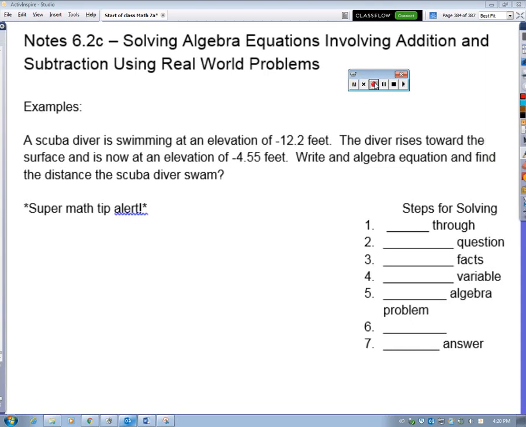Alright, my little math friends, now we are back and we are moving on into Chapter 6. Now we have Chapter 6.2c. Now we're going to be solving algebra equations.